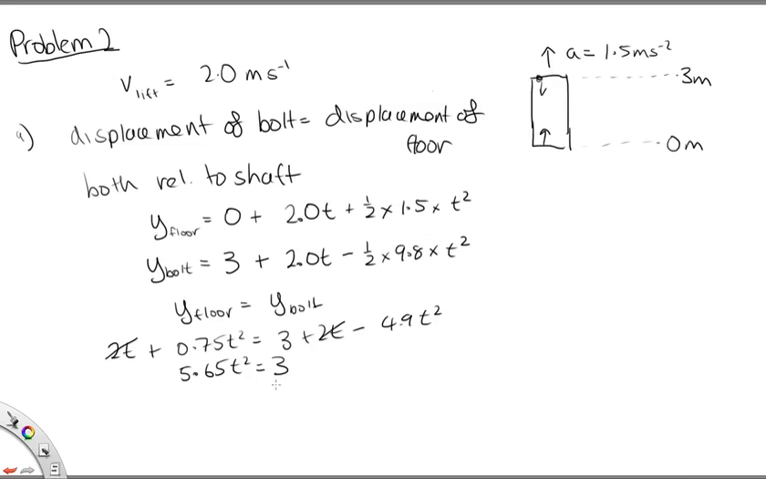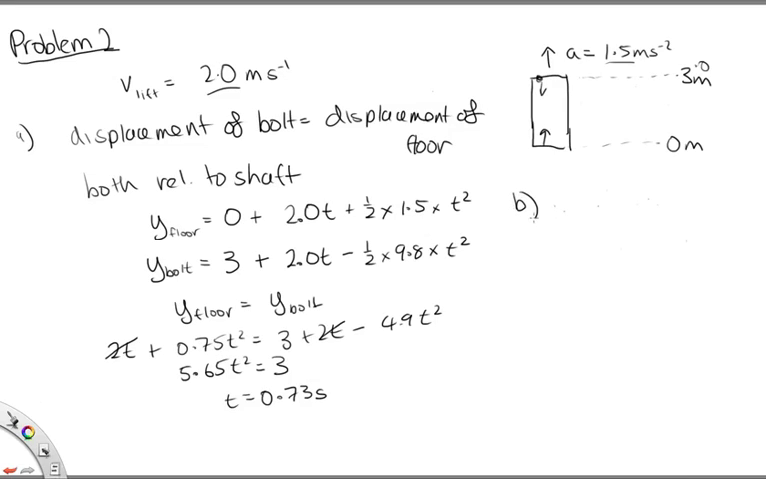And solving that on the calculator, we get t is equal to 0.73 seconds. Note that I give it to two significant figures as the velocity of the lift, the displacement and the acceleration, so this was 3.0, were all given to two significant figures. So that's the answer to part A.